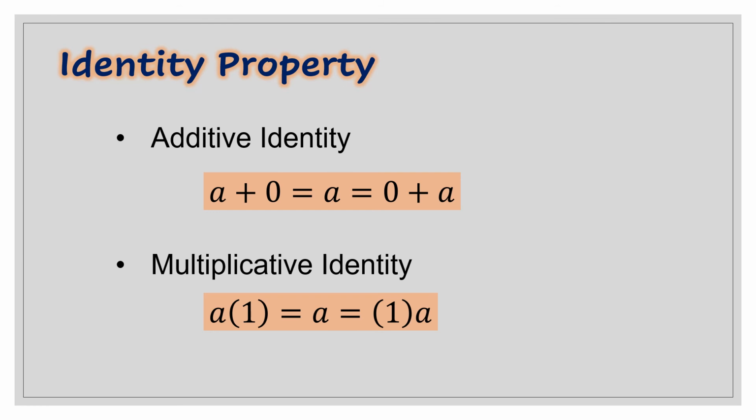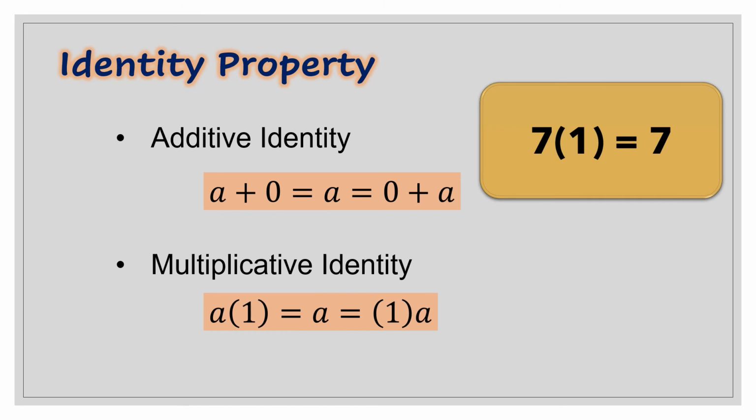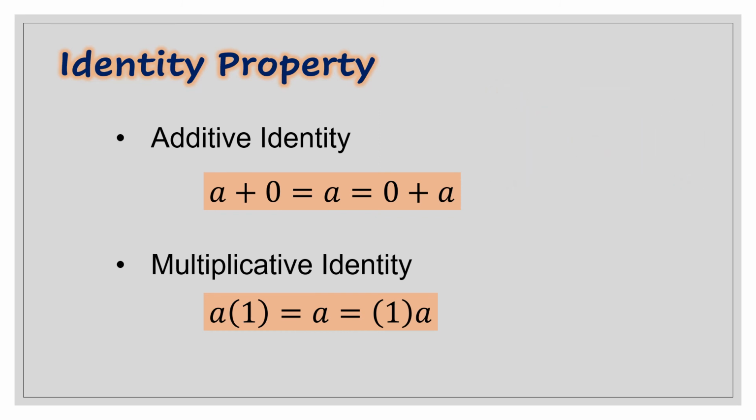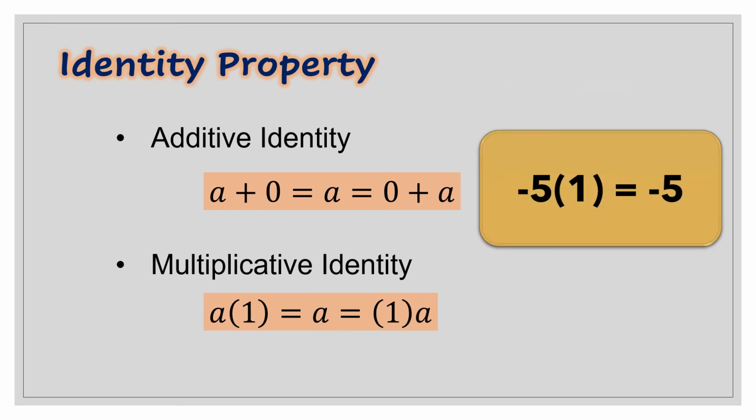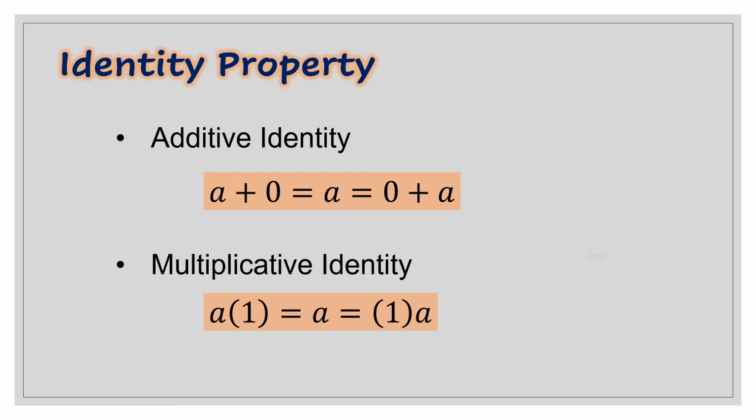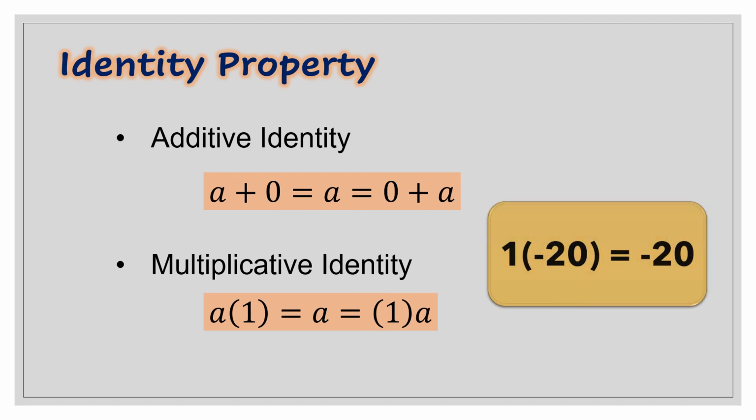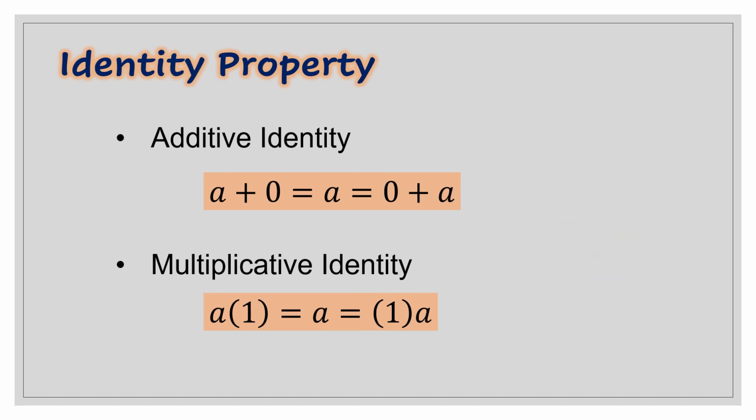Pag sinabi mong multiplicative identity, 1 naman ito kasi kahit anong i-pair natin sa 1, hindi niya babaguhin yung value ng isa pang number. So, halimbawa, 7 times 1 is 7. Negative 5 times 1 is negative 5. 1 times negative 20 is still negative 20. So, hindi niya binago yung mga values ng kapartner niya. So, multiplicative identity is 1.